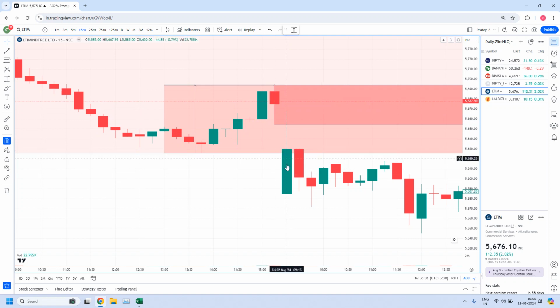And what about this body? You have to ignore this body. This itself is good enough. So that's why, considering this as a rally base drop, this 15-minute zone is identified. But within the 15, I didn't draw the 5-minute zone.